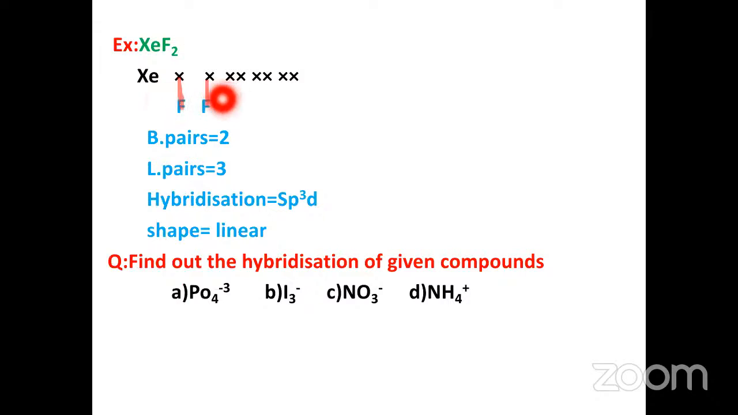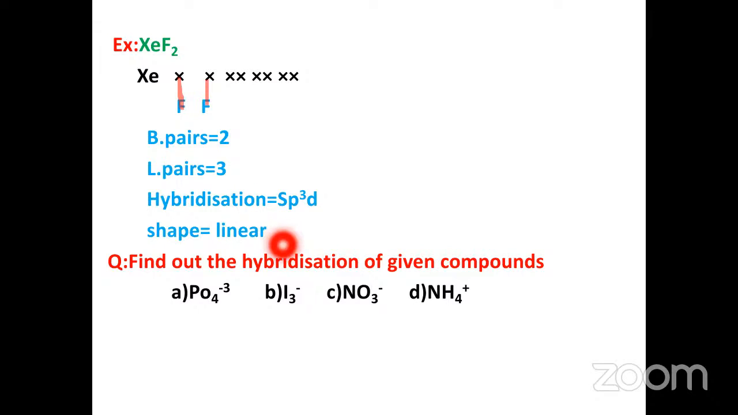So these are bond pairs. The remaining are lone pairs. So now it has 2 bond pairs and 3 lone pairs. Now the total pairs are 5. If the electron pairs are 5, then the hybridization is sp3d hybridization. Actually, the sp3d hybridization shape is trigonal bipyramidal, but here it has 3 lone pairs. That is the reason according to VSEPR theory the shape is linear.